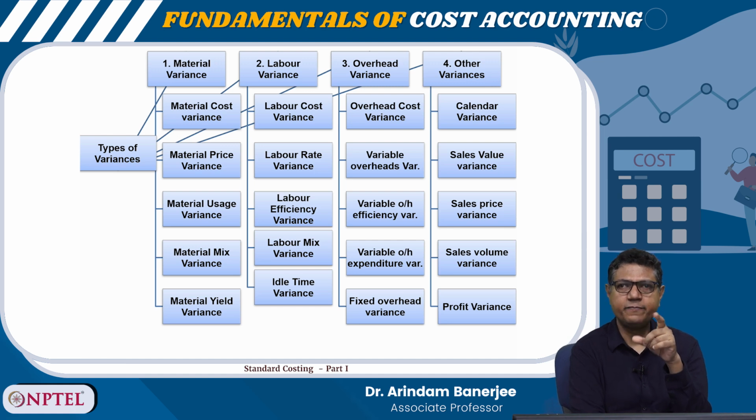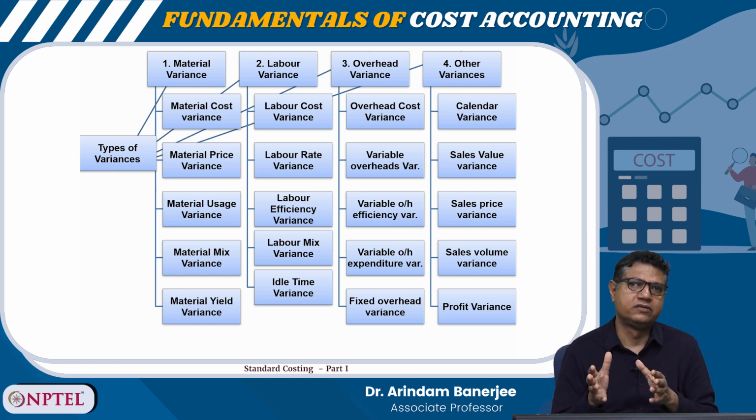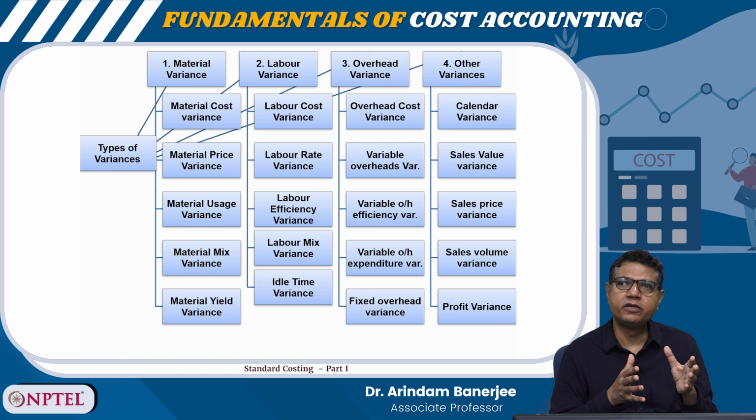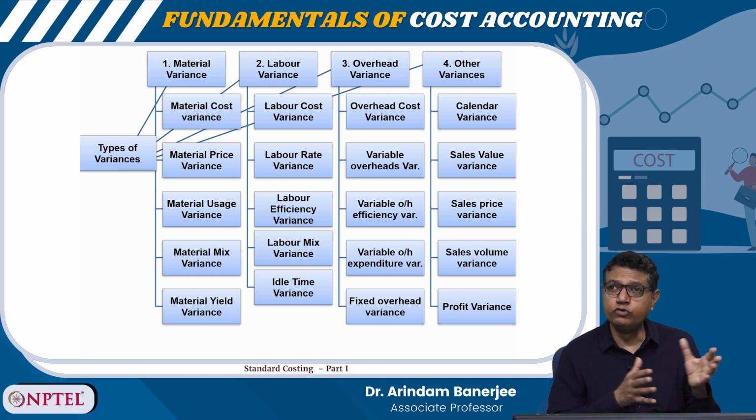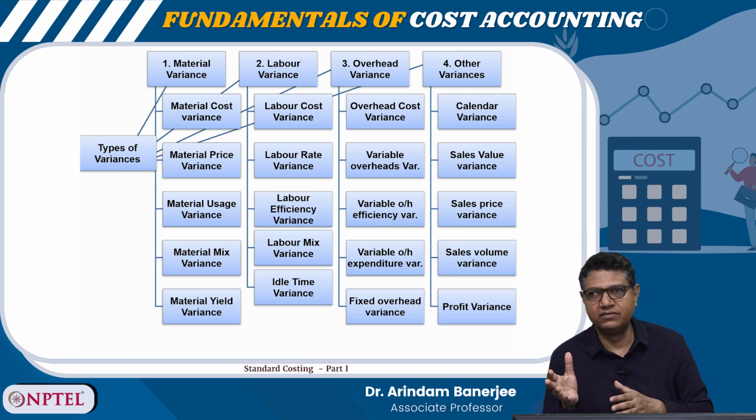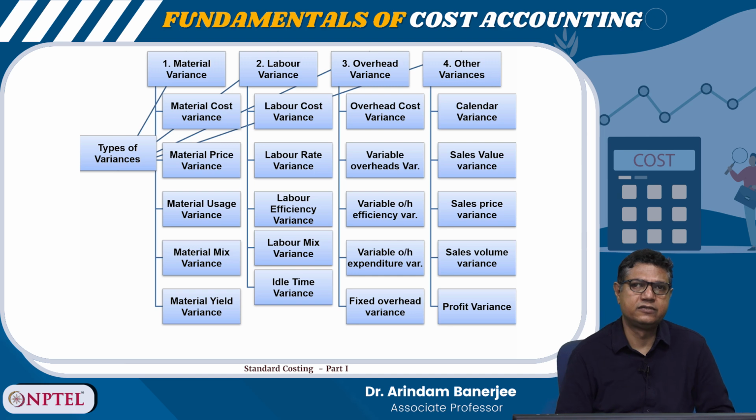Material cost variance is the difference between the standard cost and the actual cost. That can happen because of a difference in price or a difference in usage. This usage can vary because of a difference in mix or a difference in yield. We will discuss all this in detail.